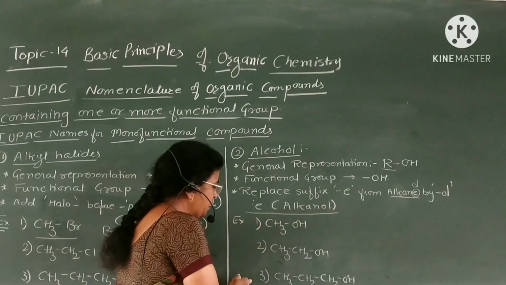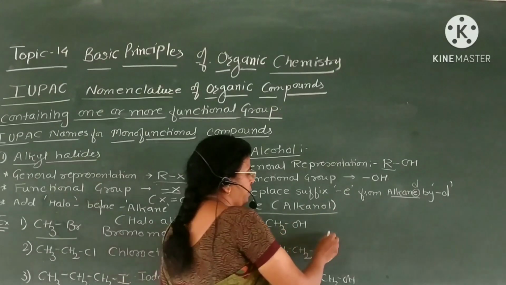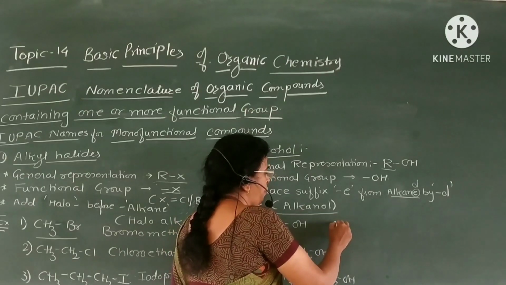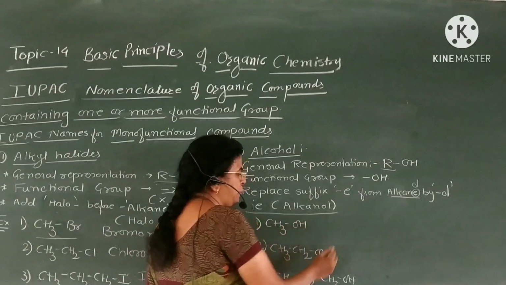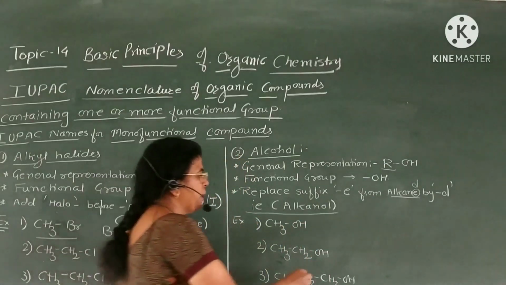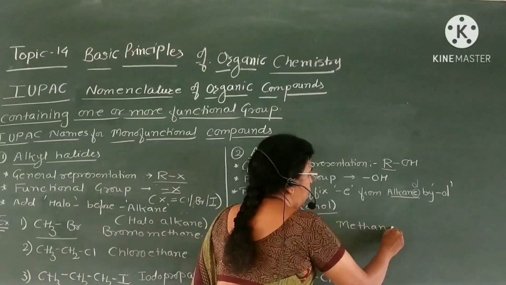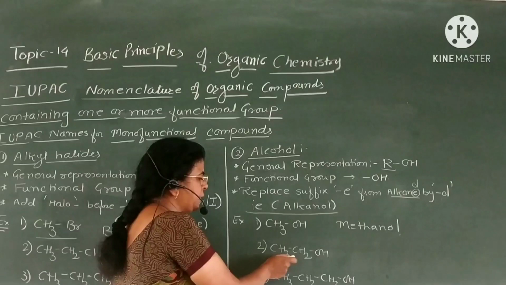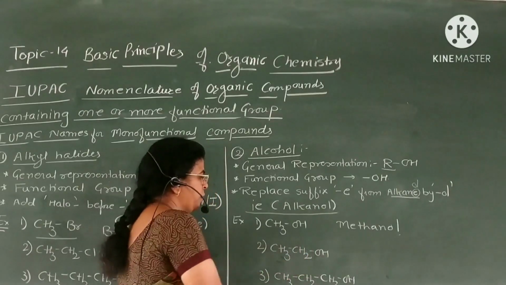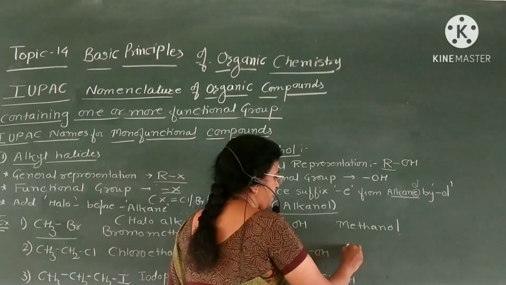Now we are going to see the examples. First example, CH3OH. One carbon atom is there, therefore the parent alkane is methane. Therefore replace E from methane by OL. It becomes methanol. Then second, CH3CH2OH. Now there are two carbon atoms, therefore the parent alkane is ethane.